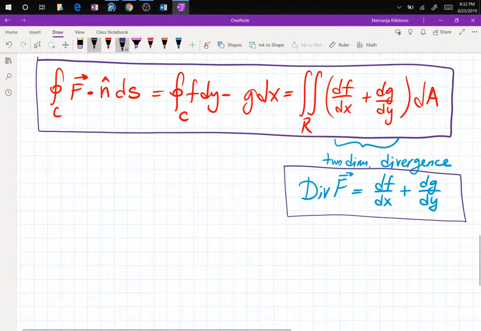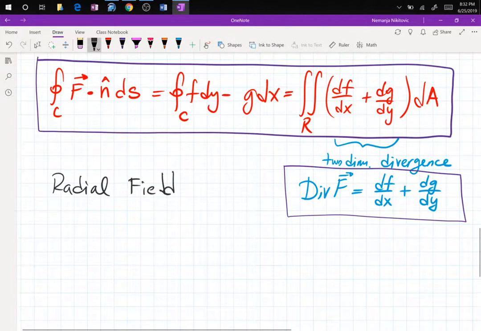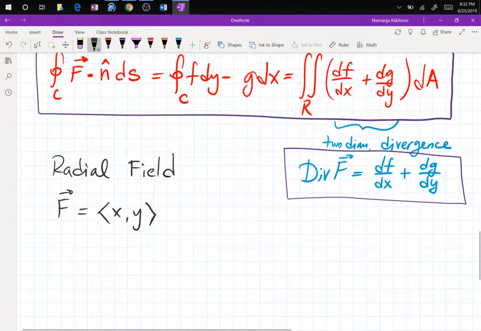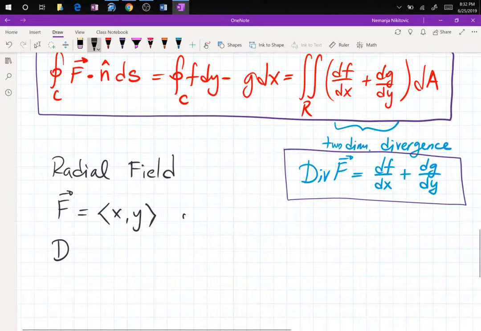So if we take a look at the radial field, it should yield values. The rotational field should not, right? So let's check. Radial field, if you memorize it by now, is x, y, and we'll do it again on the unit disk.